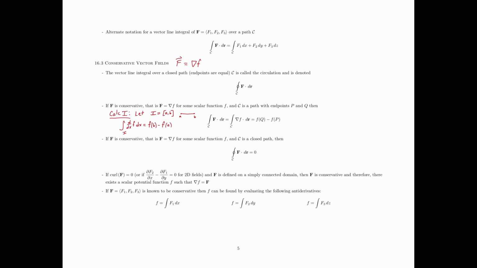If our path, with the same assumptions as above, our vector field's conservative, but now we're going to assume that our path C is connected, it's a closed path. In this case, because the endpoints are the same, that means Q and P are actually equal. If these two coordinates are equal, then we should get 0, because we're subtracting one from itself.